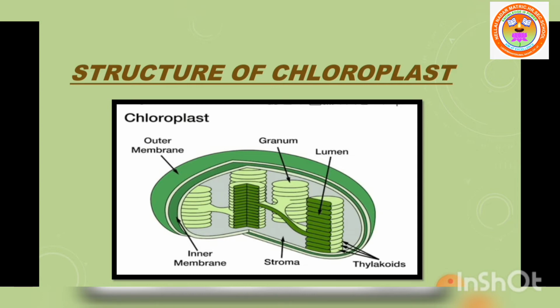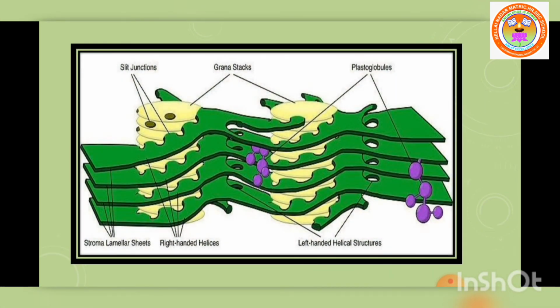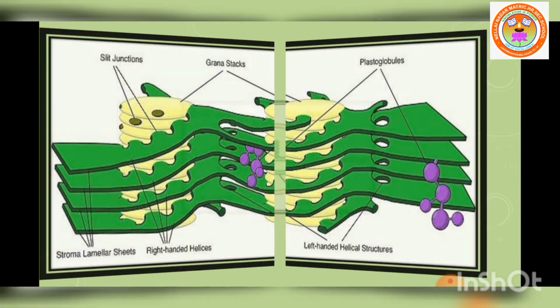So, next, thylakoid. What is thylakoid? It consists of the thylakoid membrane that encloses the thylakoid lumen. Thylakoids form a stack of disc-like structures. It is called grana. Grana is the plural form; singular, it is known as granum. So, the thylakoid membrane encloses the thylakoid lumen, and thylakoids form a stack of disc-like structures called grana.